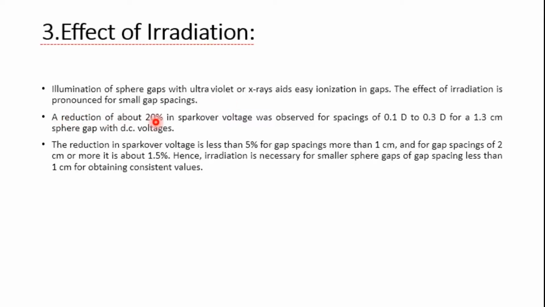A reduction of about 20% of the spark-over voltage was observed for the spacing of 0.1 to 0.3 centimeter for 1.3 centimeter sphere gaps with DC voltages, and the reduction in the spark-over voltage is less than 5% for the gap spacing more than 1 centimeter, and for the gap spacing of 2 centimeter or more it is 1.5%. Hence irradiation is necessary for the smaller sphere gaps, with gap spacing less than 1 centimeter, for obtaining consistent values.